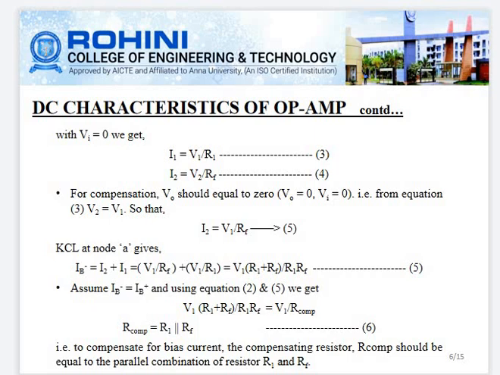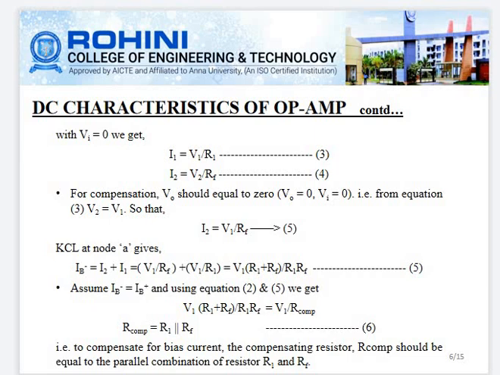The node A is at voltage minus V1 because the voltage at the non-inverting input terminal is minus V1. With Vi equal to 0, we get I1 equal to V1 by R1, I2 equal to V2 by RF. For compensation, V0 should be equal to 0. So V0 equal to 0 for Vi equal to 0. From equation 3, V2 equal to V1, so that I2 is equal to V1 by RF. Apply KCL at node A gives IB minus equal to I1 plus I2 equal to V1 by RF plus V1 by R1 equal to V1 into (R1 plus RF) divided by R1 RF.